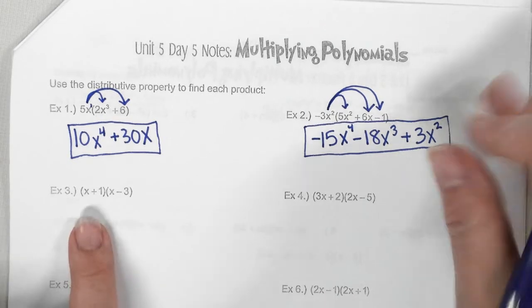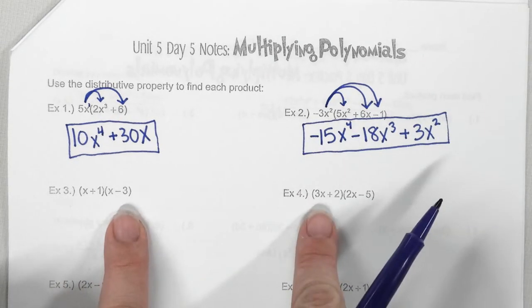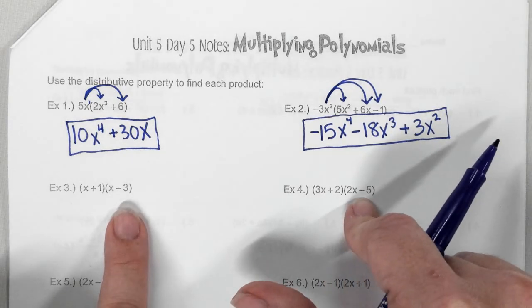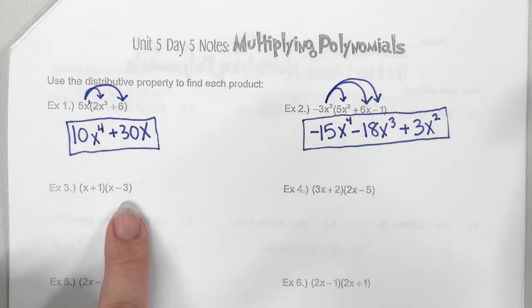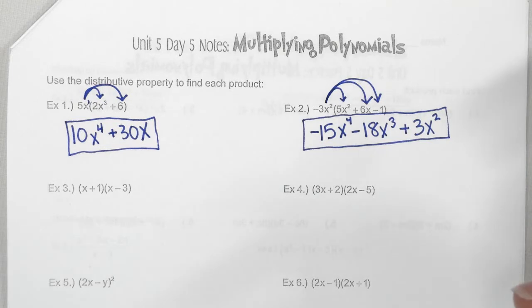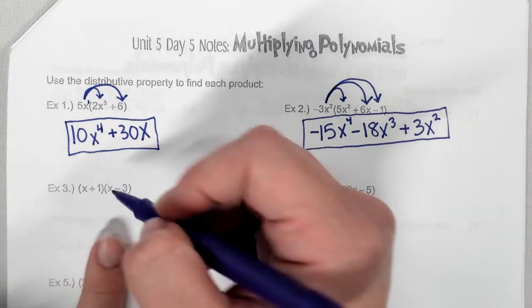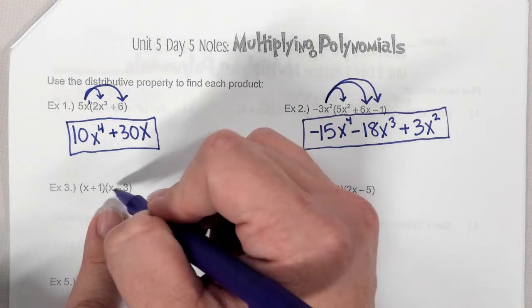Okay, so now we have binomial times binomial. Binomial times binomial. So y'all might have heard FOIL. Do y'all remember hearing FOIL? First, outer, inner, last. Okay, I just call it double distribution because we're used to distributing. We're just going to do it twice now. So you have an x plus 1, and then you have the x minus 3.